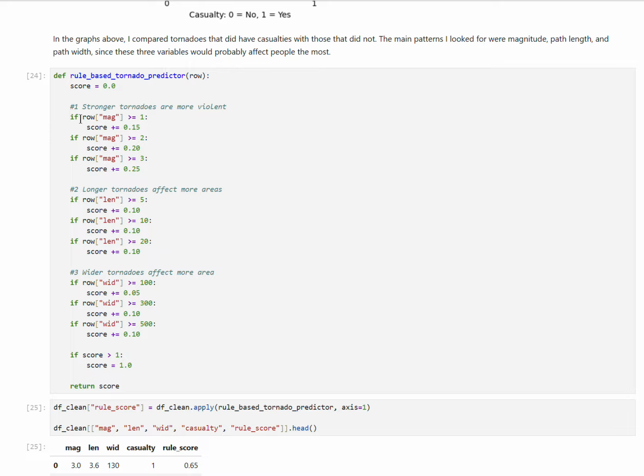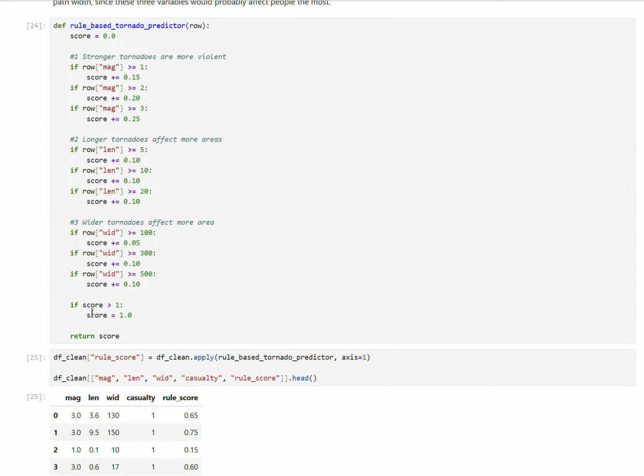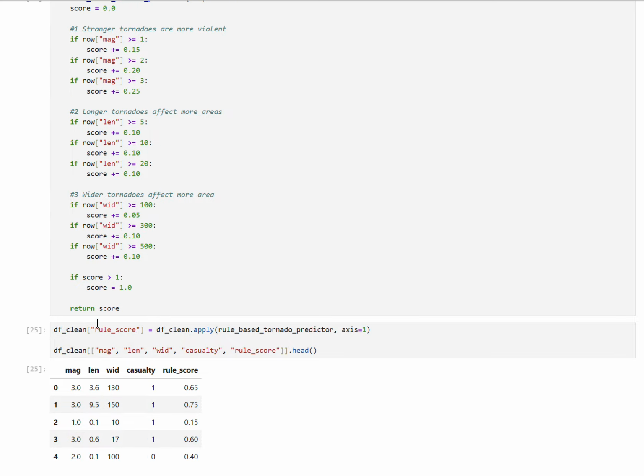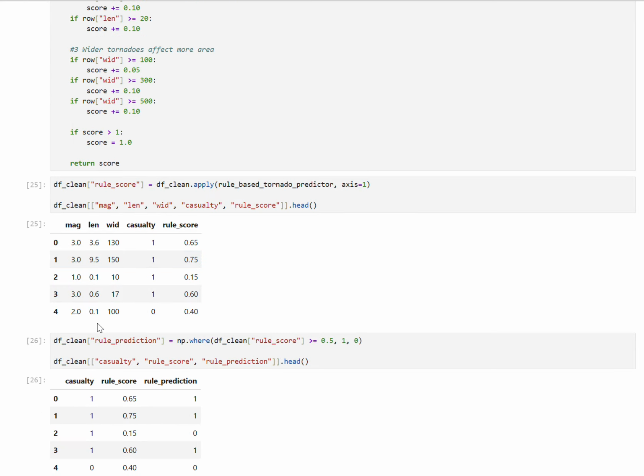So I just added, if the magnitude was above or equal to 1, I would add 0.15, and so on. So if it was a 3, it would do 0.15, 0.2 plus 0.25, so it would be really high. Length and width were the same. And if the score was above a 1, obviously it would be a 1.0.